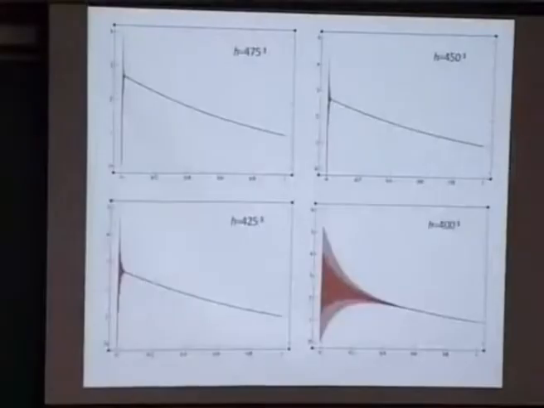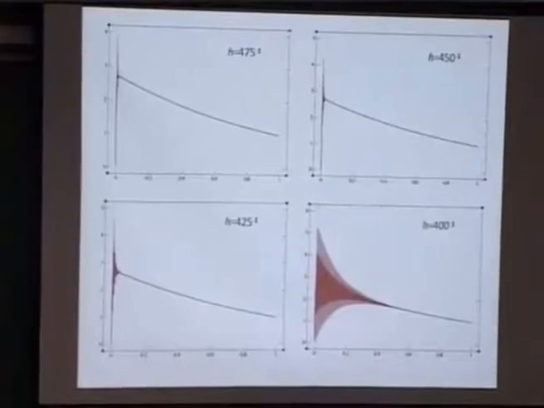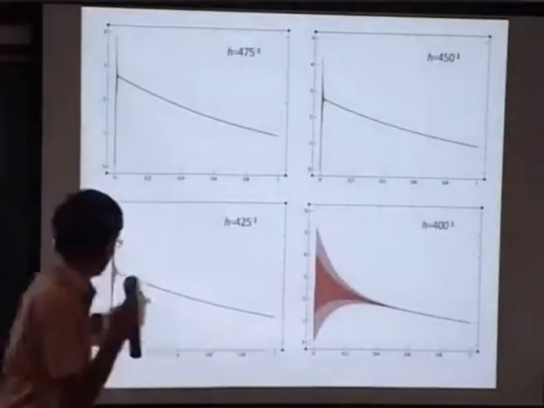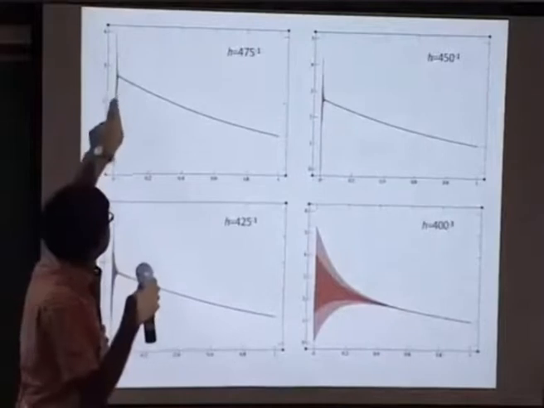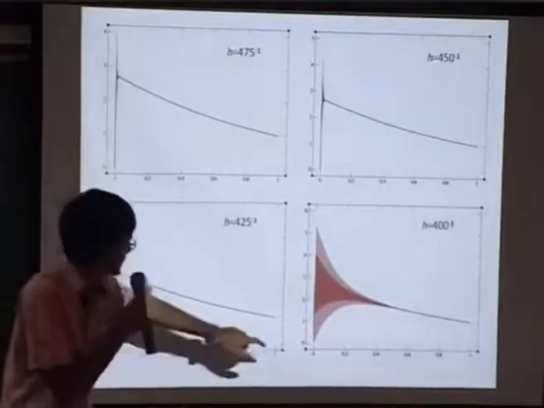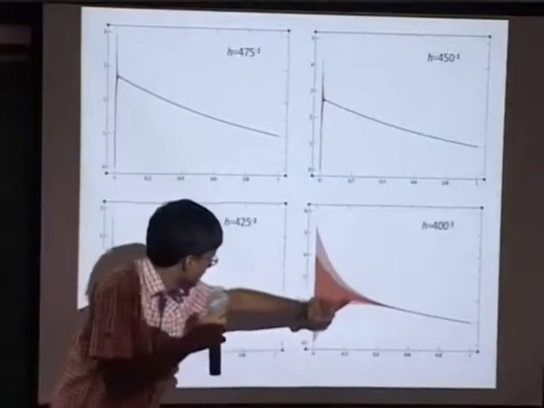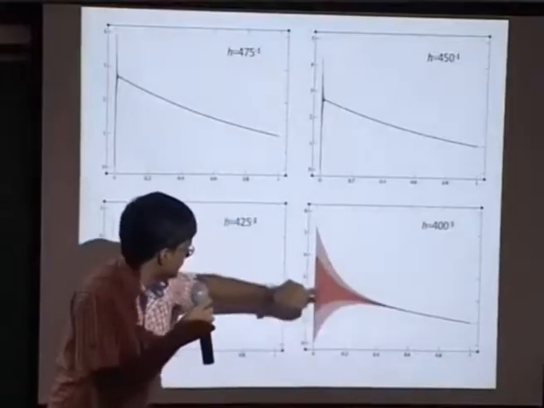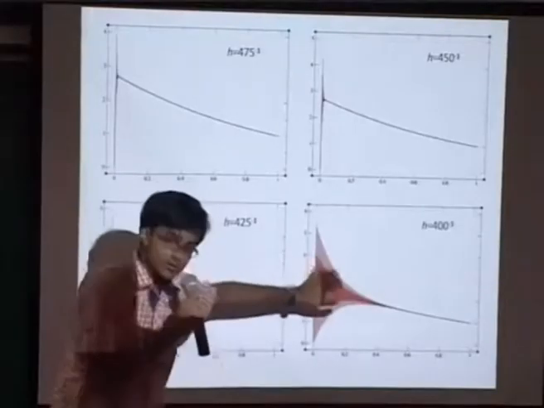Okay, 400 inverse. For 400 inverse, this is the exact solution. In all other cases, this is the exact solution. Maybe I should have indicated with an arrow or something. So this is the exact solution, and this is a numerical solution. So I don't know why you're having two bands, if that's your question.